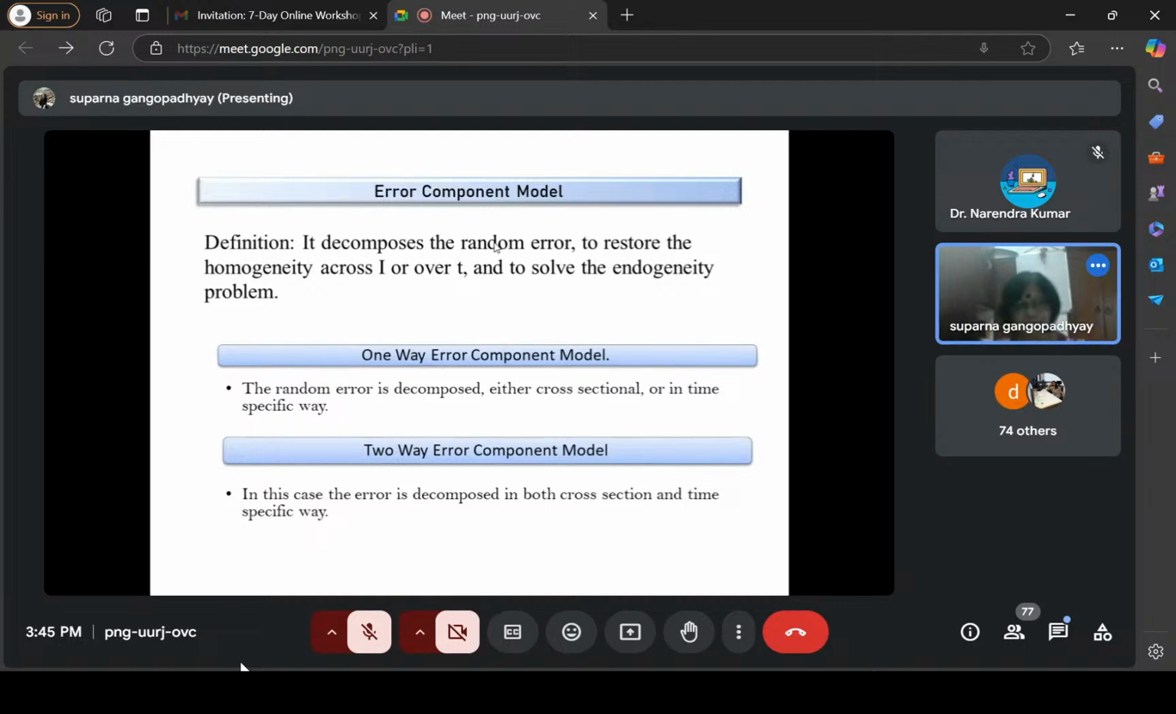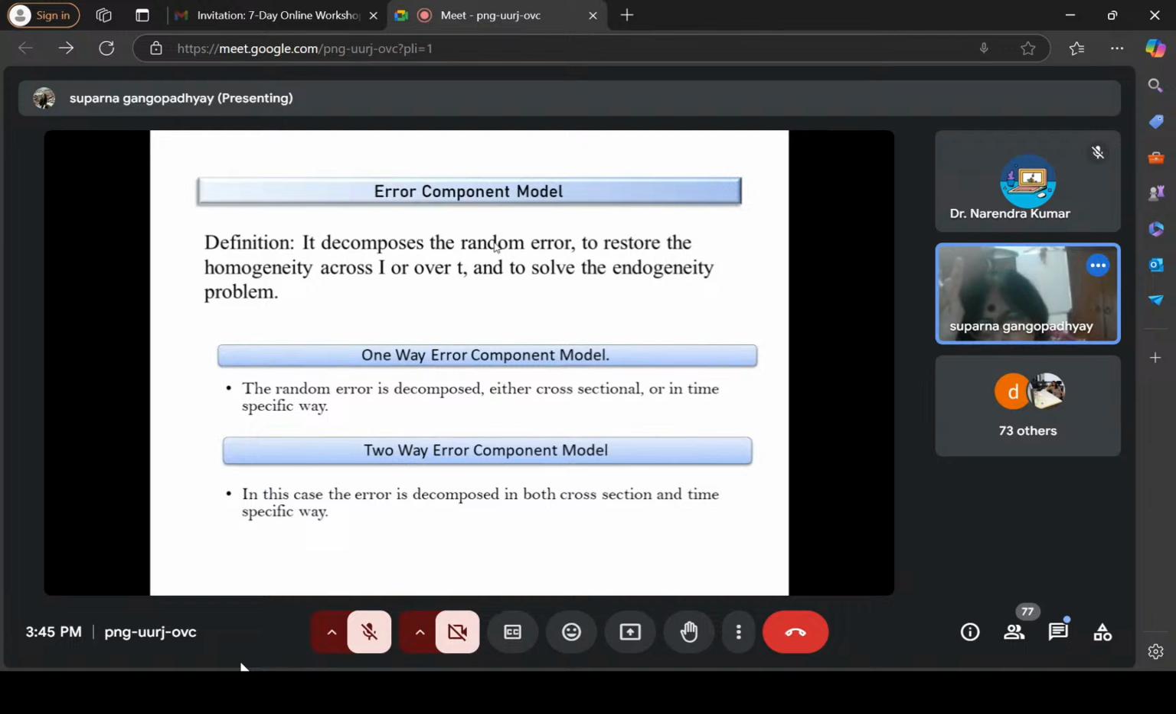And the third one is the error component model. Now somehow you have to solve your endogeneity problem, because otherwise it will all be accumulated in your error component, in the random error component. So do one thing: break up your random error. If I break up my random error, then I get the error component model. The random error gets disturbed now because of endogeneity bias, so that is a solution.